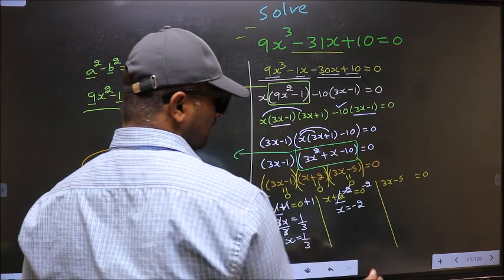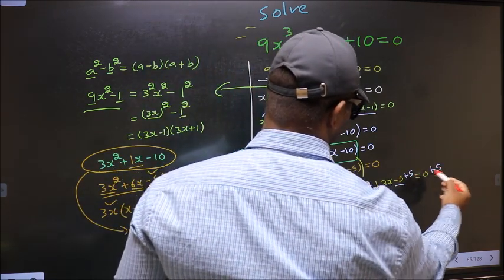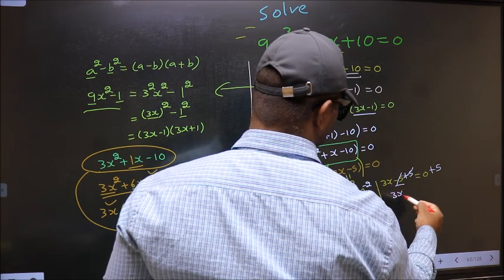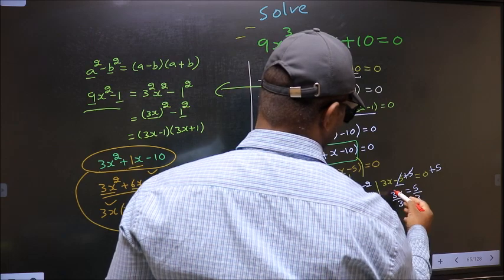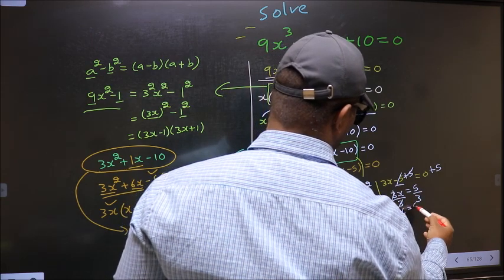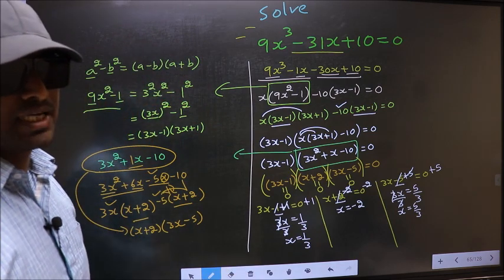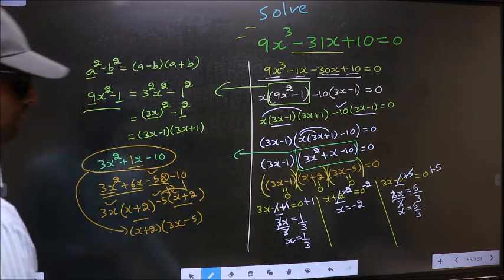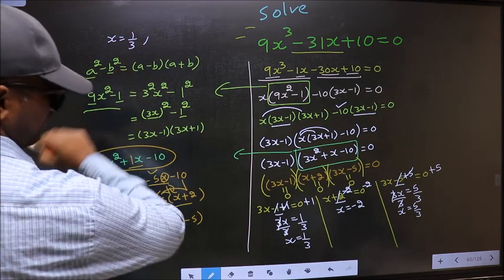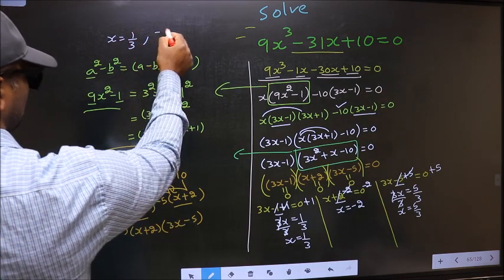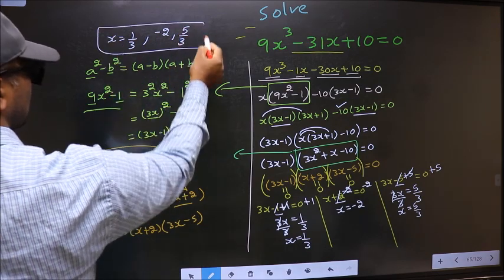Now here I should remove -5, so add 5. You get 3x = 5. Now I should remove 3, so divide by 3. You get x = 5/3. So the x values that we got are 1/3, -2 and 5/3. This is our answer.